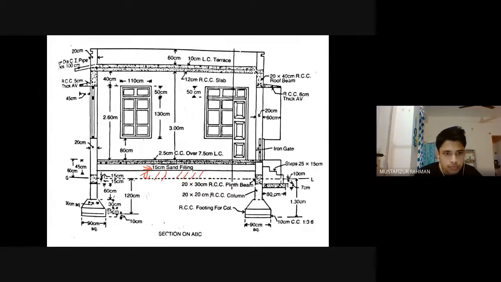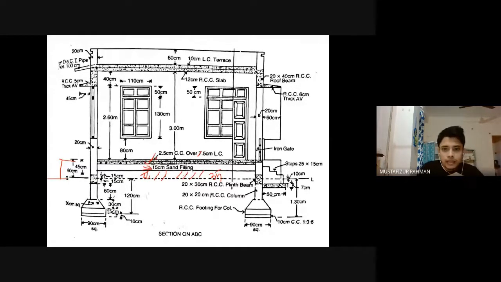This total height is given as 60 centimeter from the ground level. This is 60 centimeter. Then this is 2.5 centimeter. This is 7.5 centimeter. So it makes it 10 centimeter. 10 centimeter plus 15 centimeter sand filling makes it 25 centimeter. So 60 centimeter minus 25 centimeter. This earth filling work has to be 35 centimeter.